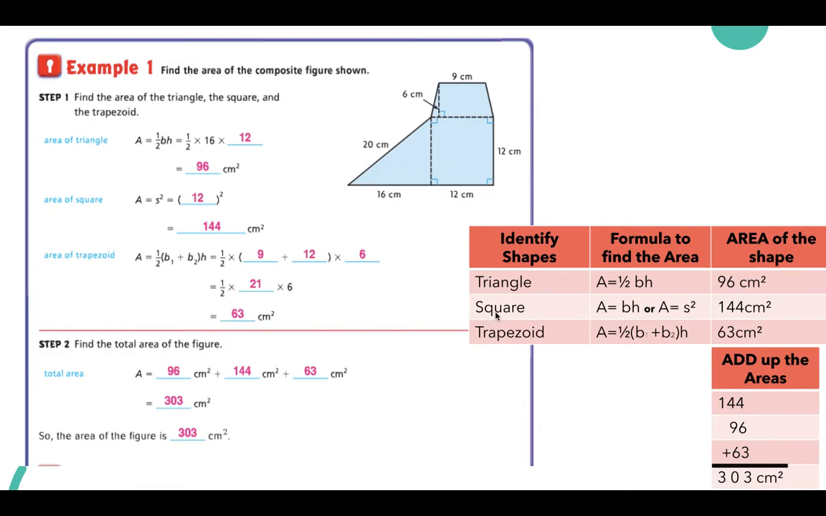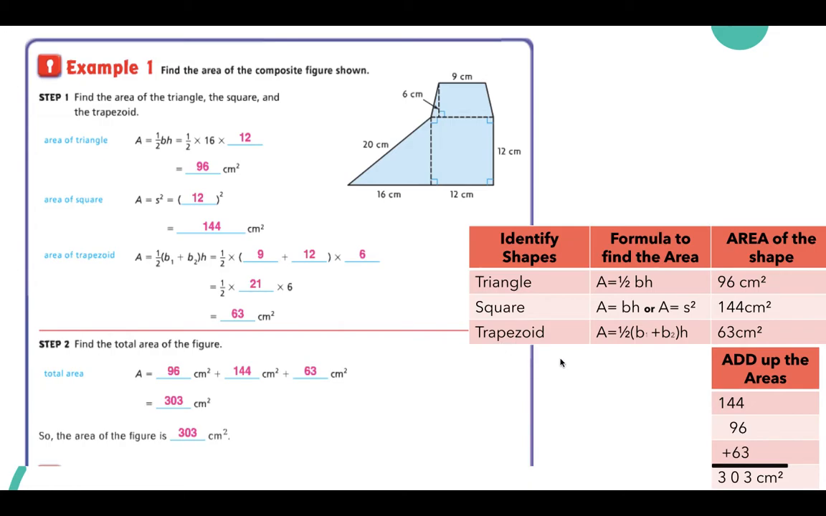Now let's go to the square. Well, the square has base times height, or one side squared. So that's this 12, the 12 for the base of this square times the height of it. Or length times width. All right, so 12 times 12 comes out to 144 centimeters squared, or 12 squared. 12 times 12 is 144. Let's move on to the trapezoid.